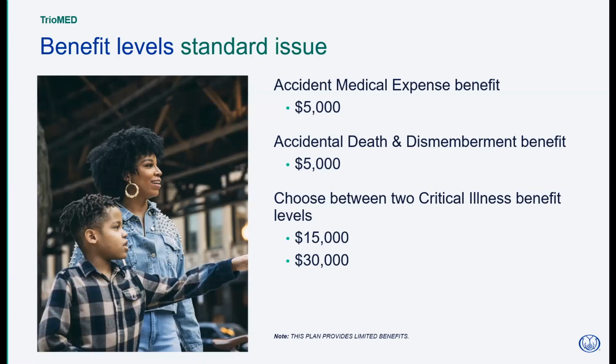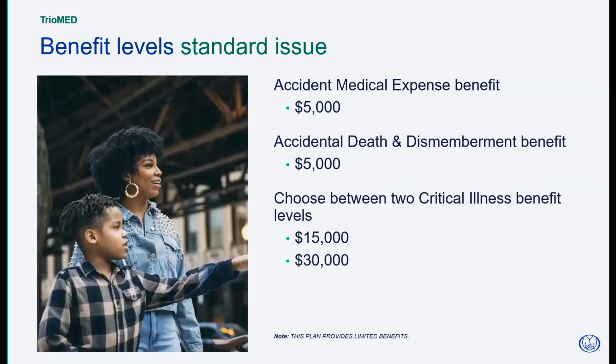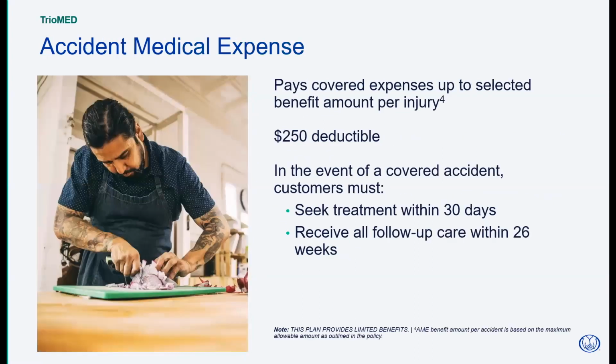So I'm going to go back so that we get a clear understanding of this. With the guaranteed issue, there are 3 benefit amounts: $2,500, $5,000, and $10,000, and you have 3 types of coverage: AME, critical illness, as well as the accident, death, and dismemberment. With the standard issue, for the accident medical expense and the death and dismemberment benefits, it's a $5,000 benefit level, but they can choose higher levels for the critical illness benefit, all the way up to $30,000. So let's first look at the accident medical expense.